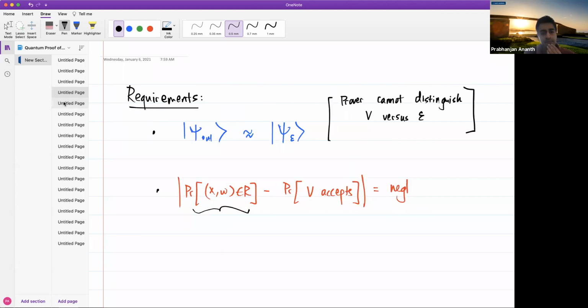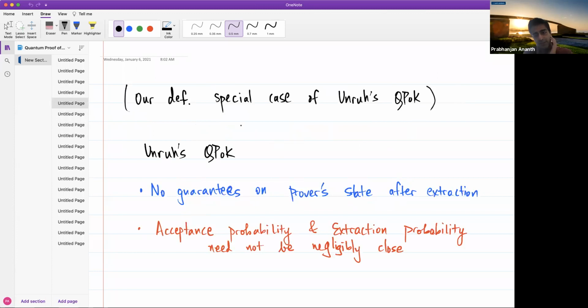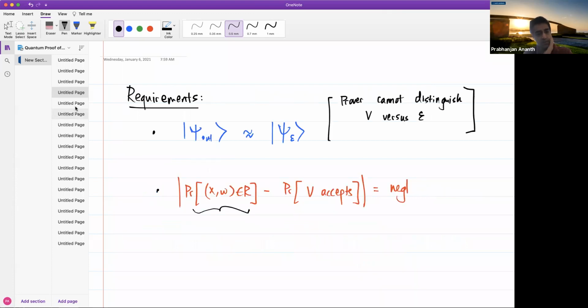Okay. So this definition is a special case of Unruh's quantum proof of knowledge definition. Please correct me if I'm wrong. In Unruh's quantum proof of knowledge definition, there were no guarantees on the prover state after extraction. And moreover, the acceptance probability and the extraction probability need not be negligibly close. So in our setting, we need both these requirements.